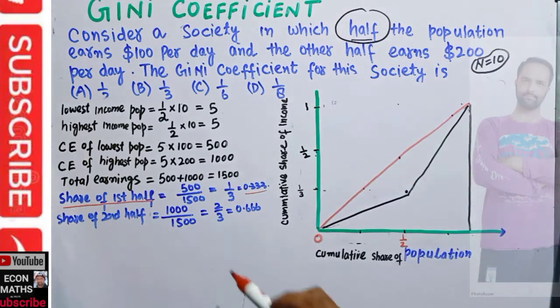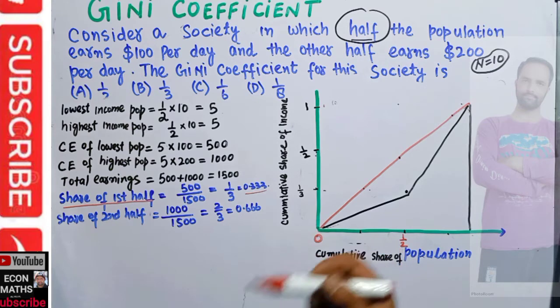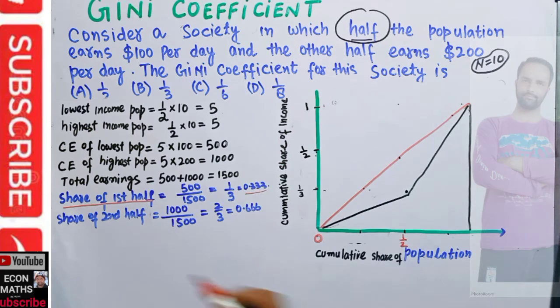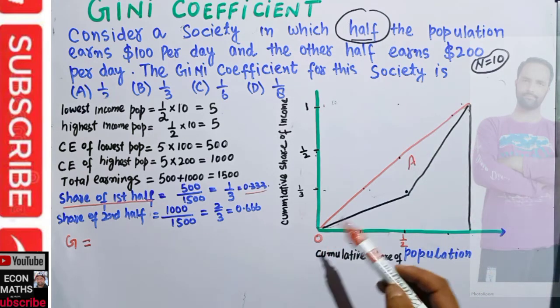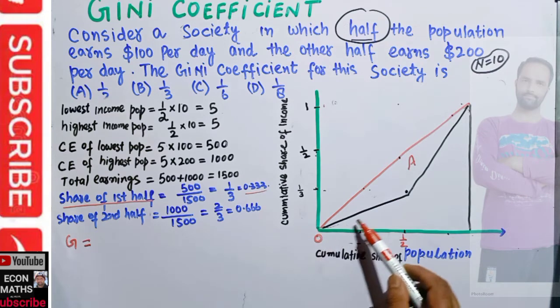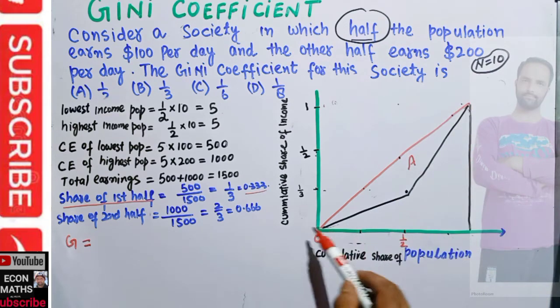to this, it will be 66% of the total share in the income. Then what is the Gini coefficient? Gini coefficient is equal to, let me write it here, let us say the area which lies between the line of perfect equality and this black Lorenz curve.